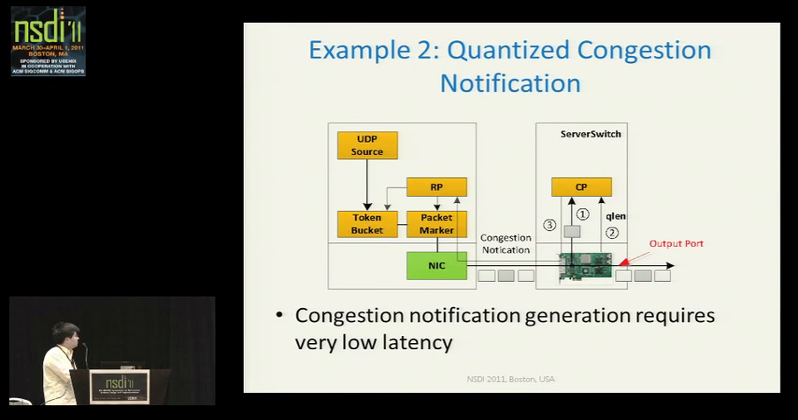This figure shows how we implement QCN on our platform. Since our switching chip cannot adaptively sample packets, we let the source mark the packet adaptively, and once the marked packet comes into the switch, it will be mirrored to the CPU, and once the CPU gets the marked packet, it will query the queue length immediately and send the notification back to the source.